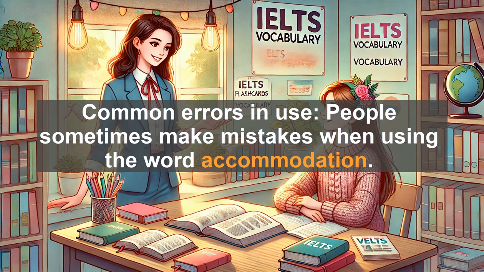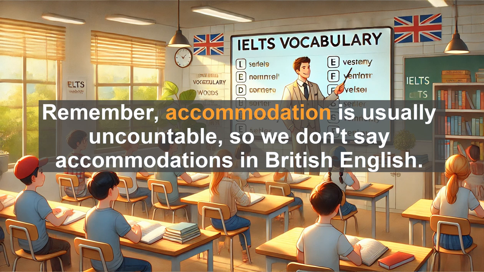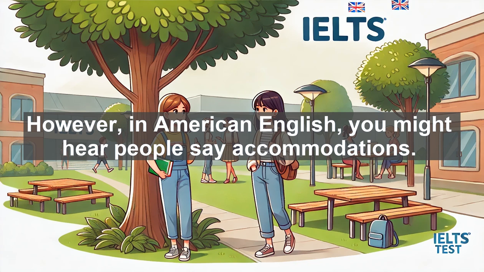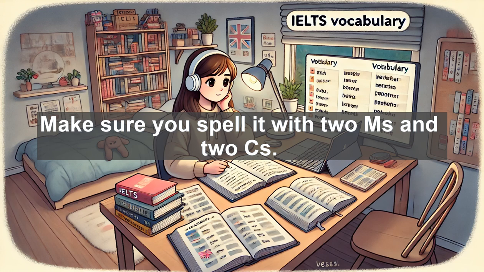Common errors in use. People sometimes make mistakes when using the word accommodation. One common error is using it in the plural form. Remember, accommodation is usually uncountable, so we don't say accommodations in British English. However, in American English, you might hear people say accommodations. Another mistake is misspelling accommodation. Make sure you spell it with 2 N's and 2 C's.